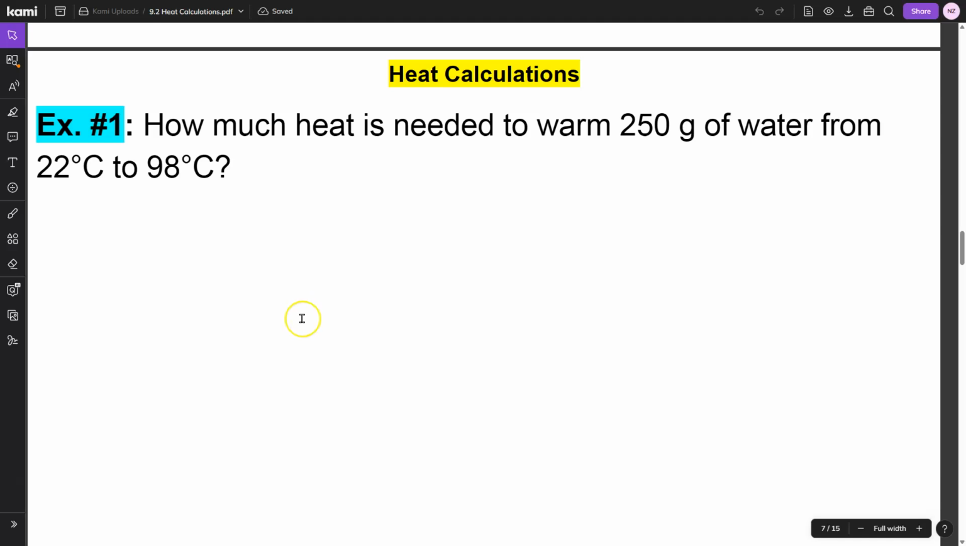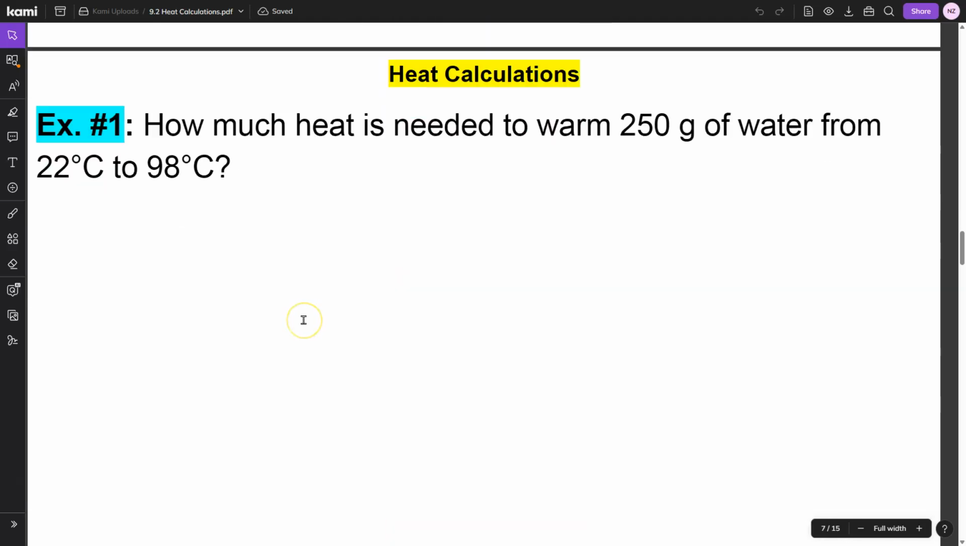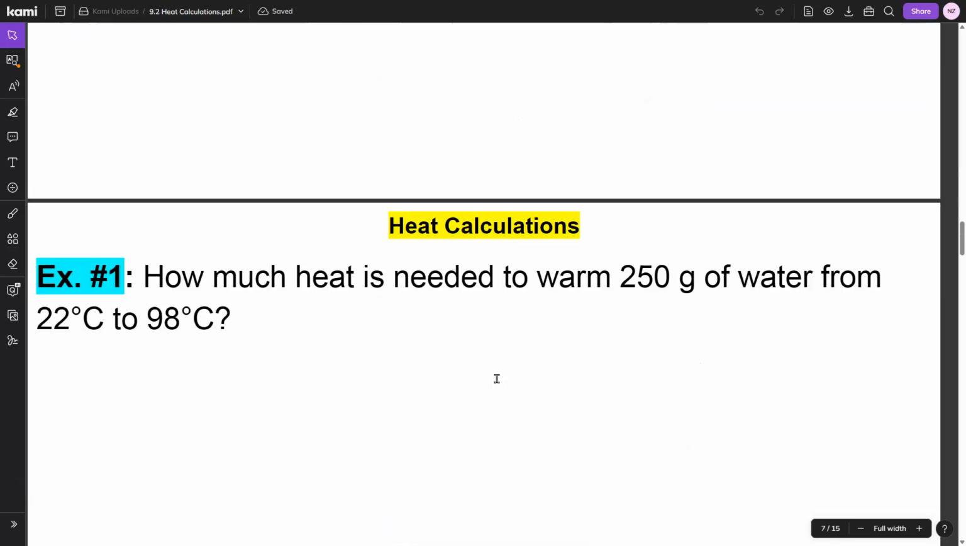So here's an example. It says how much heat is needed to warm 250 grams of water from 22 degrees Celsius to 98 degrees Celsius. So we're going to be using our heat equation, and in order to perform this calculation, we're going to need the specific heat of water. So if I go back up, as I mentioned earlier, water is going to be 4.184. That is going to be our specific heat capacity.